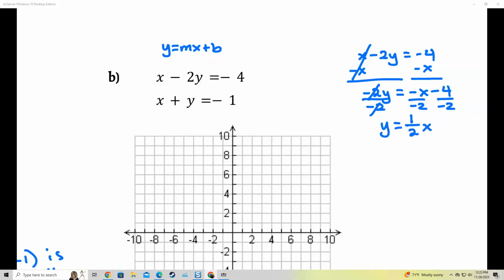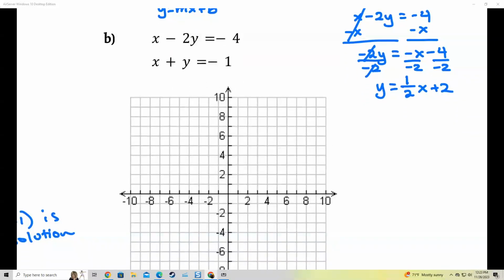I'm going to put the x on the side. Negative 4 divided by negative 2, that's going to give me a positive 2. And now I can finally start graphing that. That's y equals 1/2 x plus 2, which means start on the y-axis at 2. That 1 is telling me to go up 1. The 2 is telling me to go right 2.